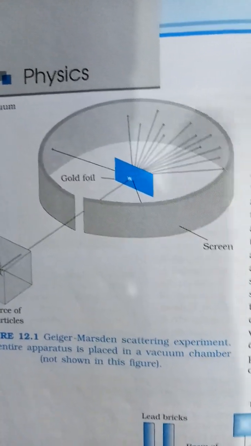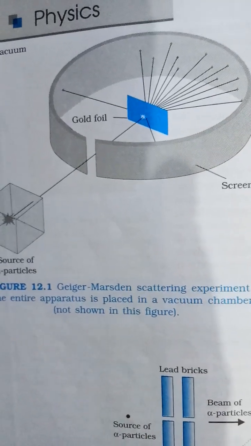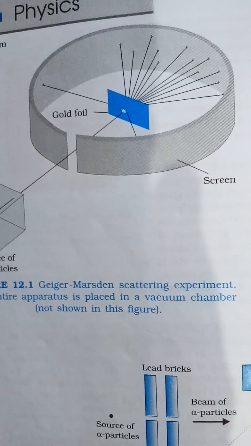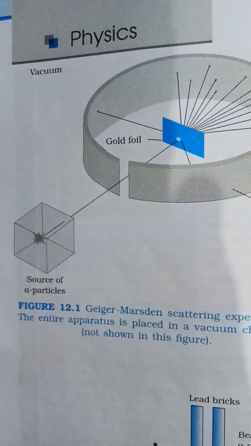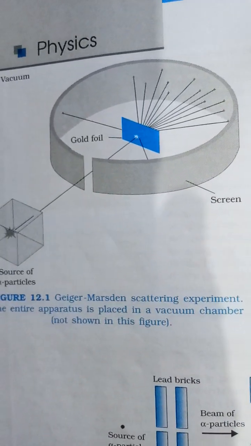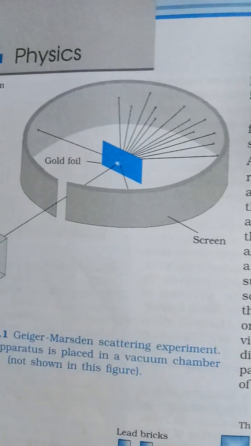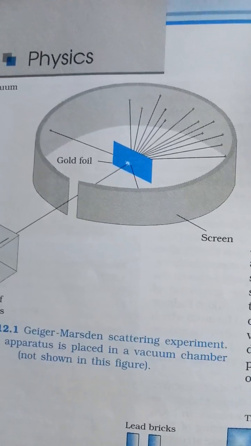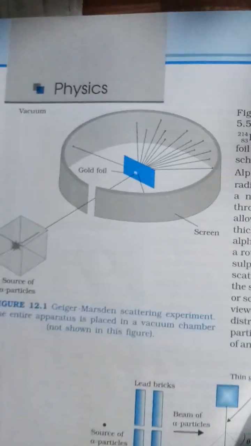Dear physics aspirants, right now here is the Geiger-Marsden scattering experiment. The entire apparatus is placed in a vacuum chamber, not shown in the figure. So the gold foil is here and the screen is here, and the source of alpha particles. Here you will see the alpha particles emitted by the radioactive source Bi, collimated into a narrow beam by their passage through lead bricks.